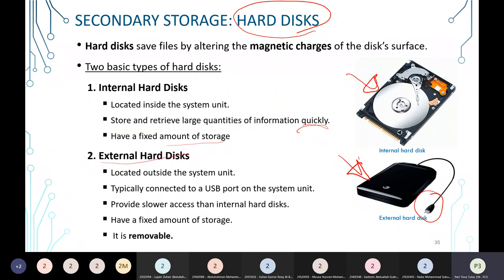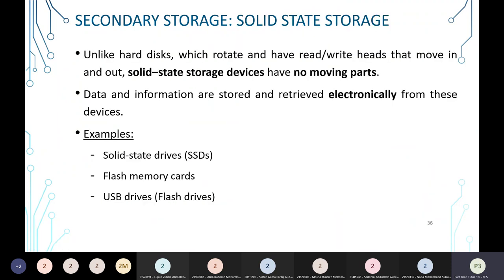Whereas the external hard disk is outside your system unit, and you can connect it to your computer by using a USB port. It gives slower access than the internal hard disk because it's outside your computer, so it needs time to define itself to your computer, to introduce itself to your computer and start transferring the files. It also has a fixed amount of storage. It is removable, so we can remove it from our computer.